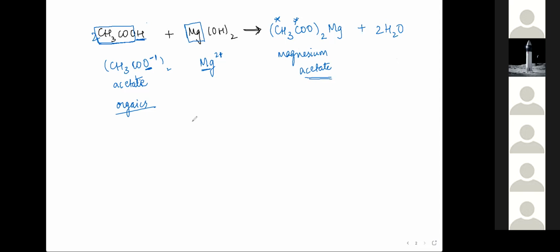Okay. So this I wanted you guys to get familiar with, get used to. So whenever you come across acetate ion, this is how you write the formula. Okay? This is like one special case, and this is a special case only because this is an organic acid.